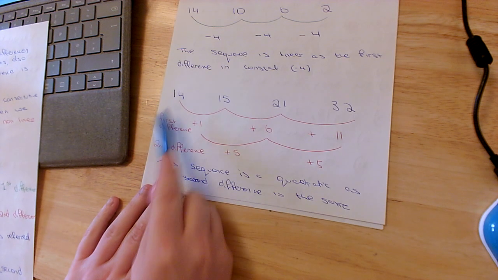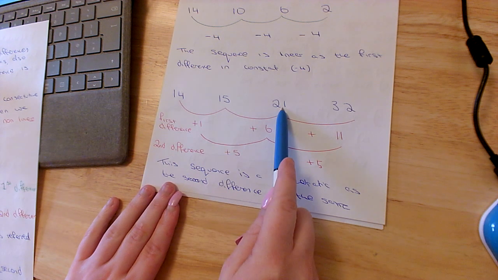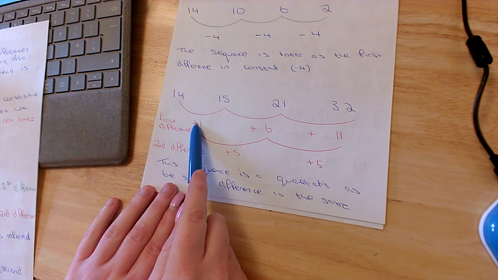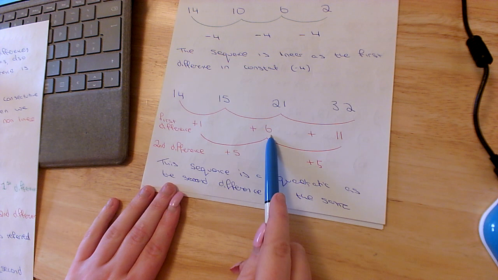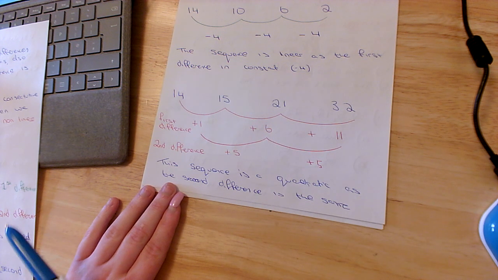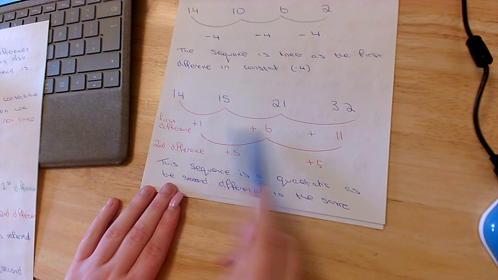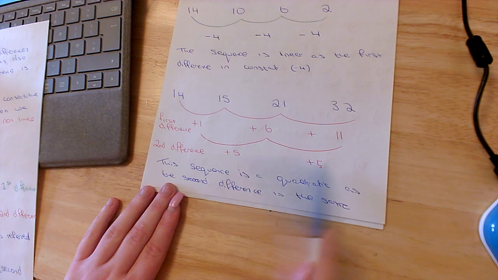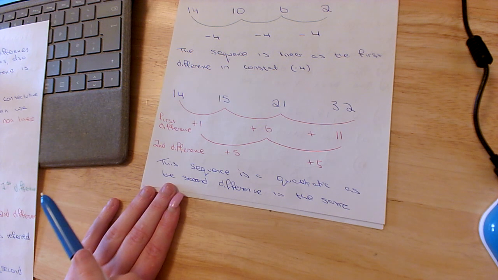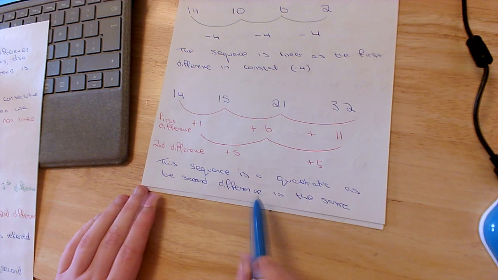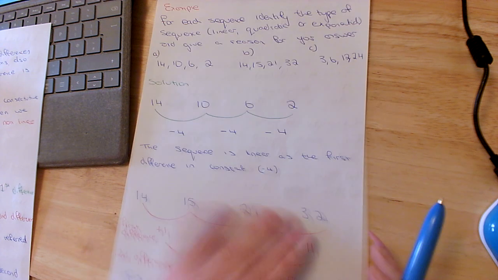What I have then is 14 to 15, 15 to 21, and 21 to 32. So 14 to 15, my first difference is plus 1. 15 to 21, my first difference is 6. And 21 to 32 is plus 11. My second difference between 1 and 6 is 5. And my second difference between 6 and 11 is plus 5. My second difference is the same, so that means it has to be quadratic. My first difference was obviously different, so it couldn't have been linear, but my second difference is the same, so it has to be quadratic. So this sequence is quadratic as the second difference is the same.